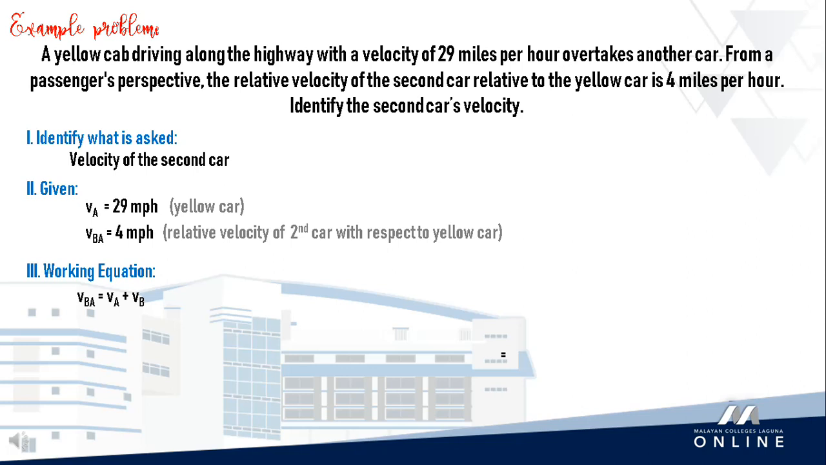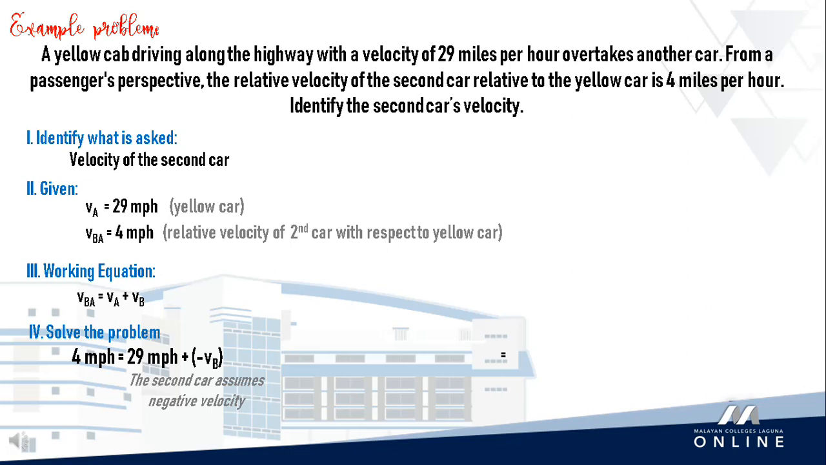Now that we identified the appropriate working equation, we will substitute the values as 4 miles per hour is equal to 29 miles per hour plus negative V sub B. In this case, you will notice that the second car assumes a negative velocity because as the yellow cab moves past, it would appear to be moving backwards from the vantage of the car.